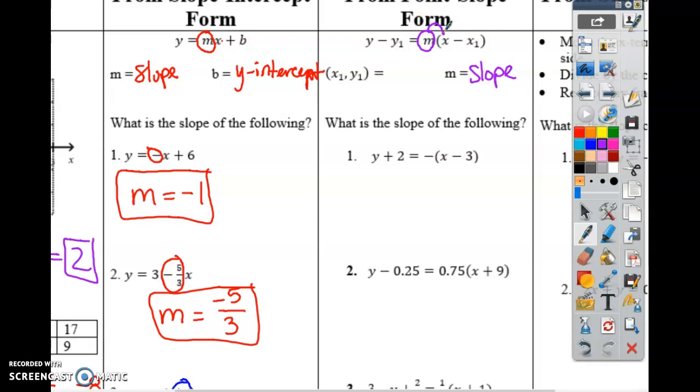So right here, where's my slope? -1, because when you distribute it, it's with the x. So m equals -1.